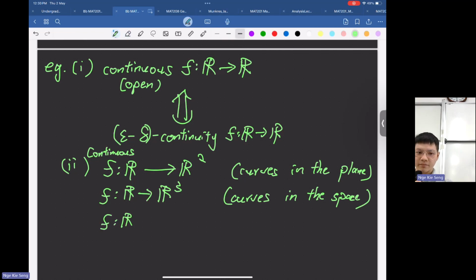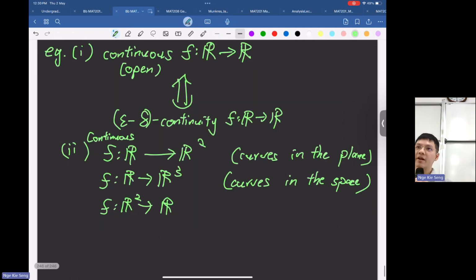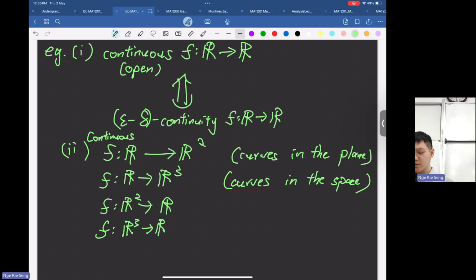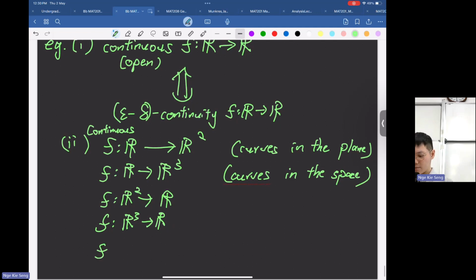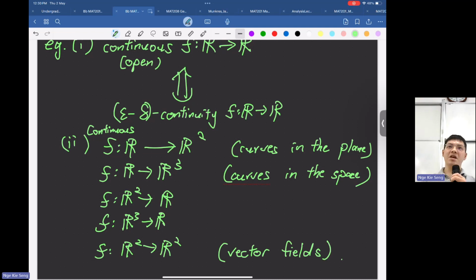And what else? We can consider R2 to R also. This is what we learn in multiple integrals. Only if it's continuous is it integrable, so you need to start with continuity. And also R3 to R. Really, what is all this calculus 2 doing? More generally, you look at vector fields. These are all continuous functions between topological spaces. Now you think of it as a topological space.